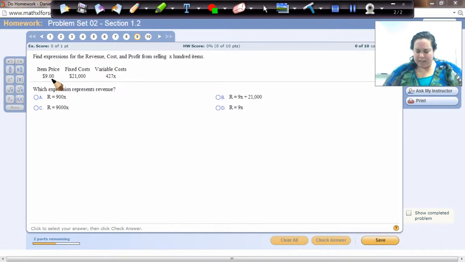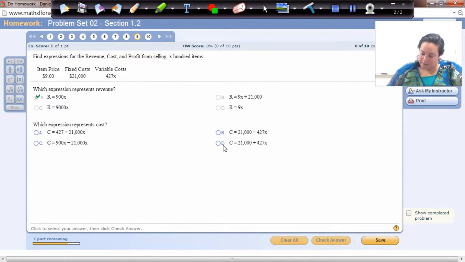Normally you would think, well, $9 a hairbrush, 9 times X. But remember that X is in hundreds. So it's actually going to be how many dollars per X? 900. So we have to multiply by 100. So for revenue, it's going to be 900 times X because of that. 900 times X.